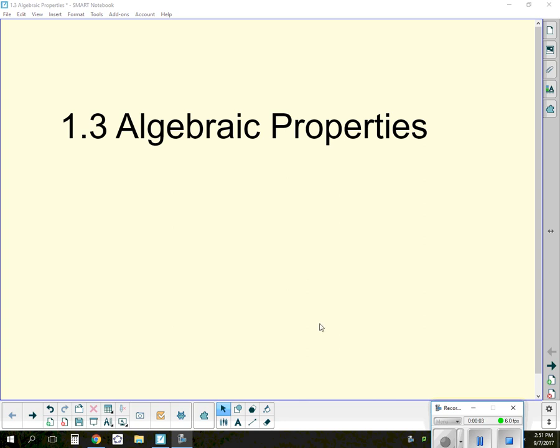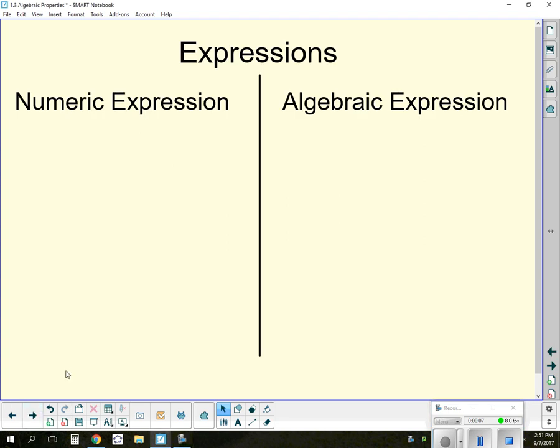1.3 algebraic properties is our next section. First thing to talk about is what is an expression. An expression is a mathematical phrase. You've been dealing with these since elementary school.